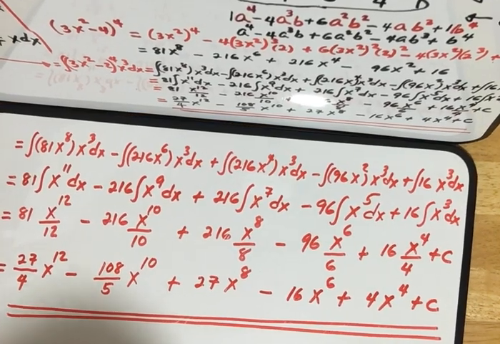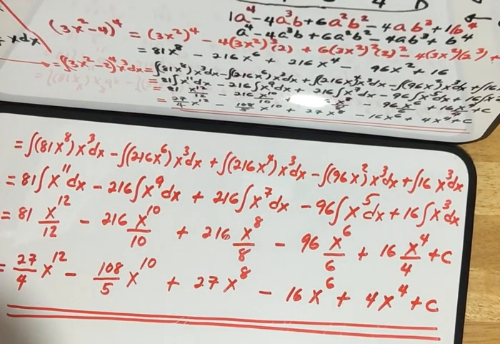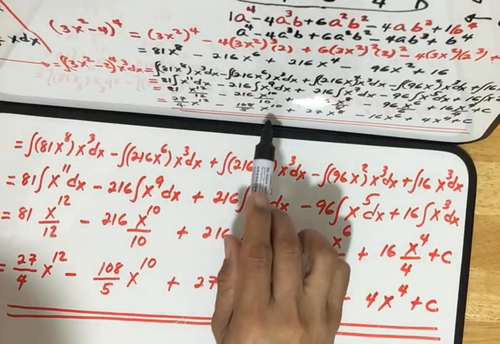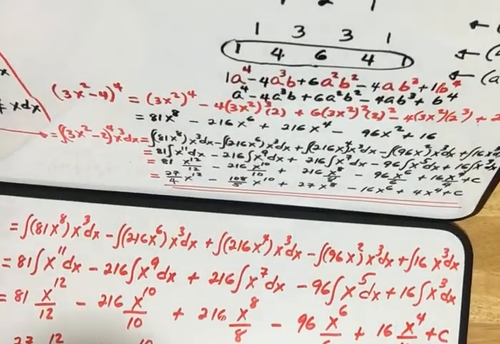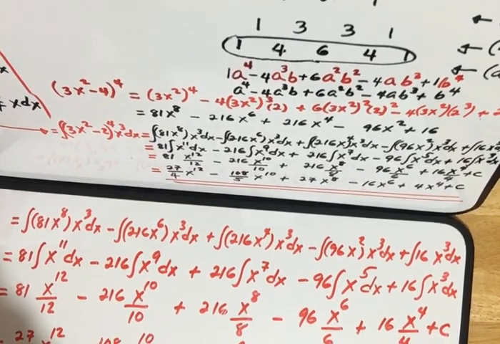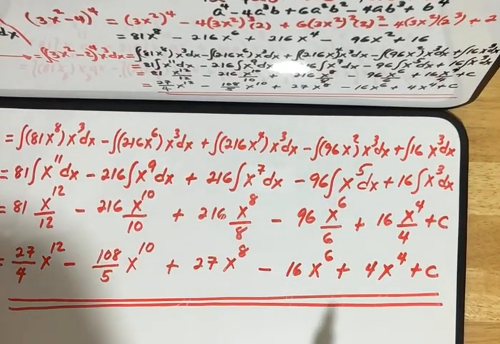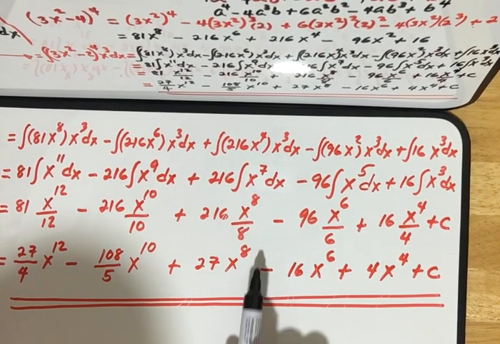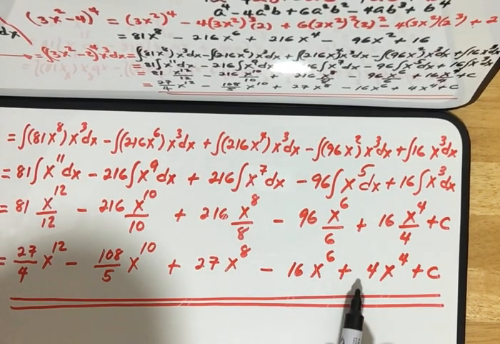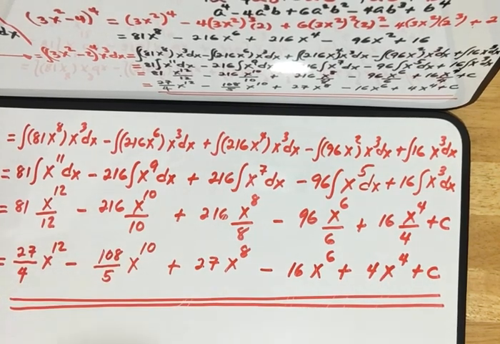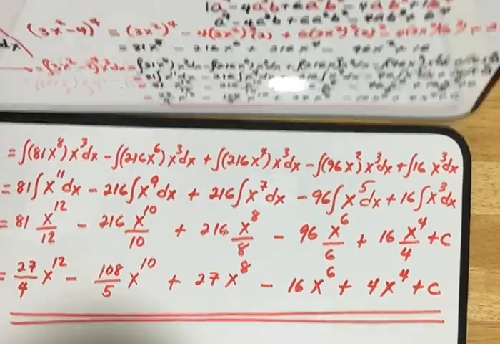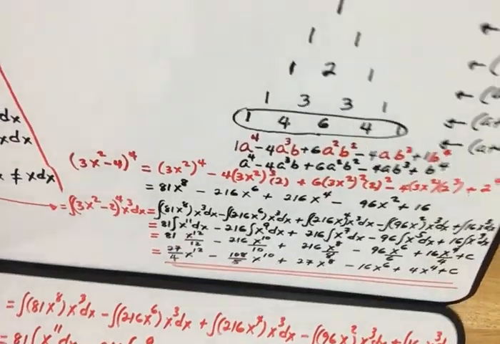Okay, so looking at the previous solution, 27 divided by 4 x to the 12, which is the same as this, minus 108 divided by 5 x to the 10, so same. And then we have plus 27 x to the 8, then minus 16 x to the 6 plus 4x to the power 4 plus c. Okay, so this is it. So the same problem solved by different ways, and I hope that you were able to catch up on this class or understand our discussion.